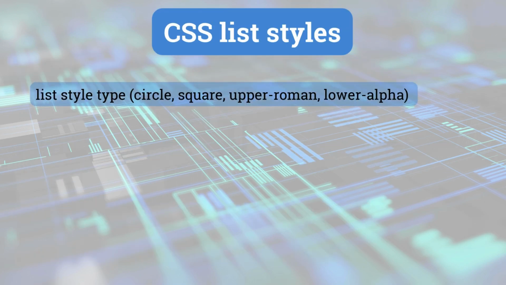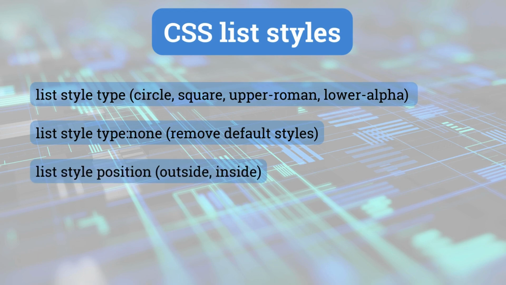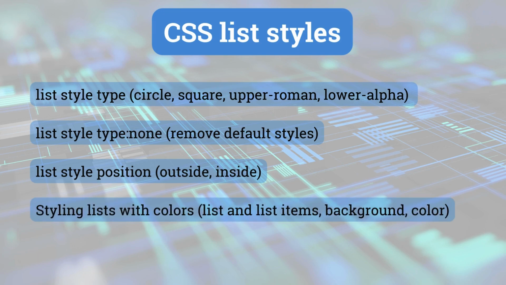CSS list styles. List style type. We can have many different types. We can have circle, square, upper Roman characters or lower alpha characters. We can have list style type equal to none to remove the default styles. You might do this if you had a list of links on your navigation and you wanted to remove the bullet points from the list. List style position can be inside or outside its main container. You can also style lists with colors, from the main UL to the list items to the text itself inside the ULs. You can use list style backgrounds and colors.